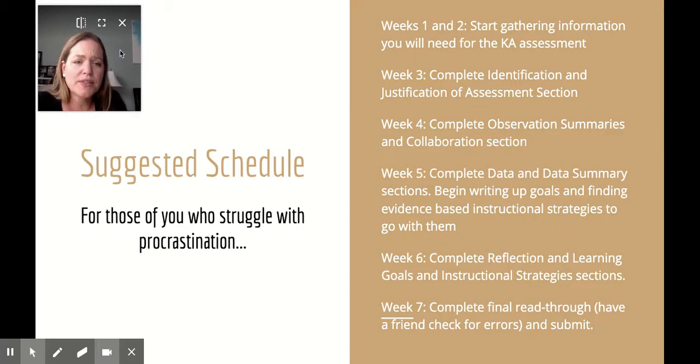Week 6, you would complete your reflection since you've gone through most of the process now, and then the learning goals and instructional strategies sections. So the previous week, you started coming up with your goals and the instructional strategies. Week 6 is when you can start writing up that whole section in a way that makes sense and is tying all those pieces together. Week 7, now that you've done basically a rough draft of the entire thing, this is when you complete your final read through. You can have a friend help check for errors in spelling, grammar, etc. And you will submit it in week 7 or July 6th for this summer.